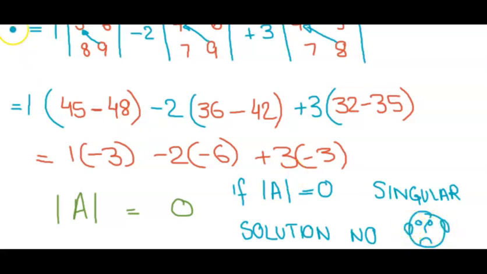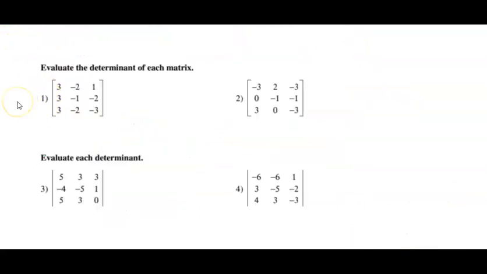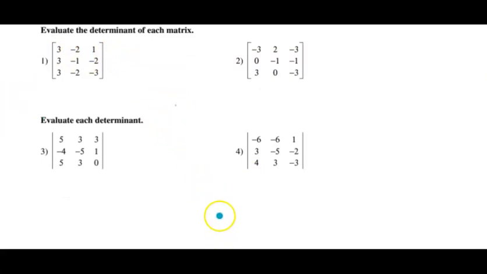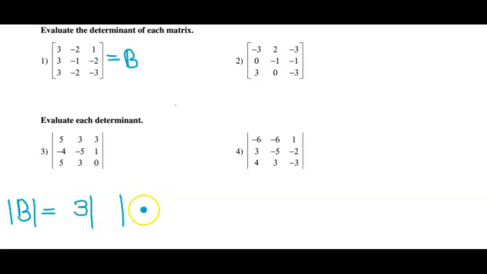Okay, so I'd like you to try these questions. Try question 1. When you try question 1, there's a tiny trick with that one. I'm just going to show you how to start. Let's call it matrix B. If I want to find the B determinant, first you copy the 3, draw 2 lines. That minus 2 will now become positive 2 because for the second one we have to change the sign, and that will be a plus 1.